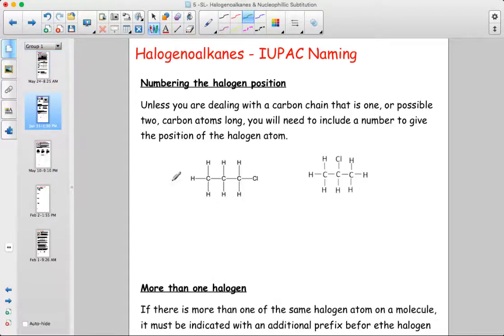However, once we get to a 3-carbon chain, now you do have to number it because now there's more than one possible position. So in this case, we are on the number 1 carbon, not the number 3 carbon because 1 is lower than 3, so that's how we should choose to number the chain.